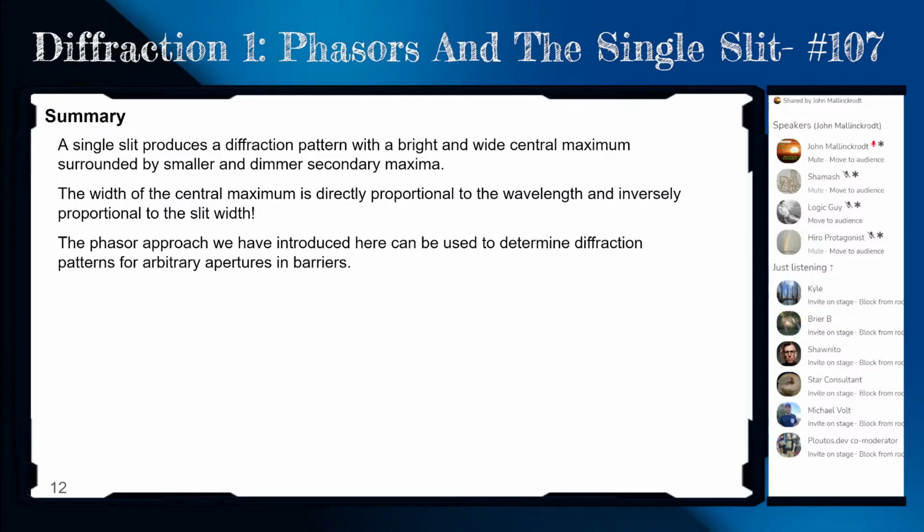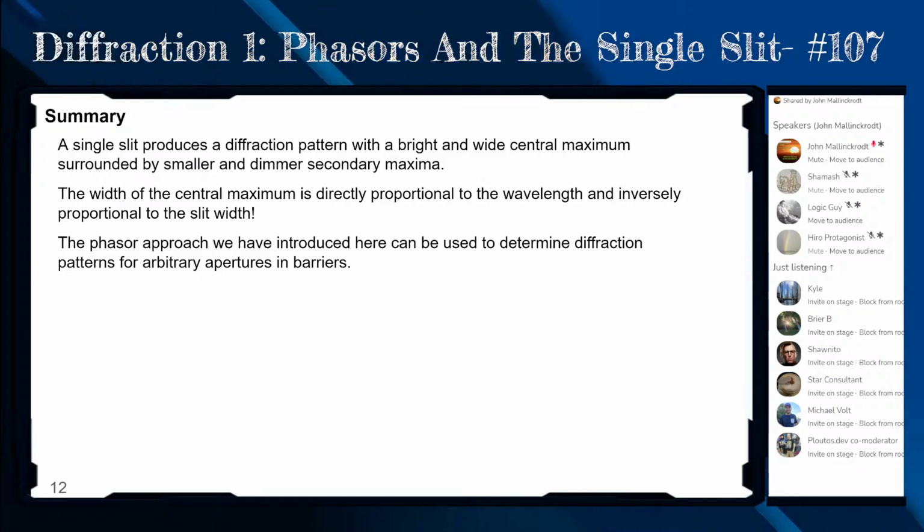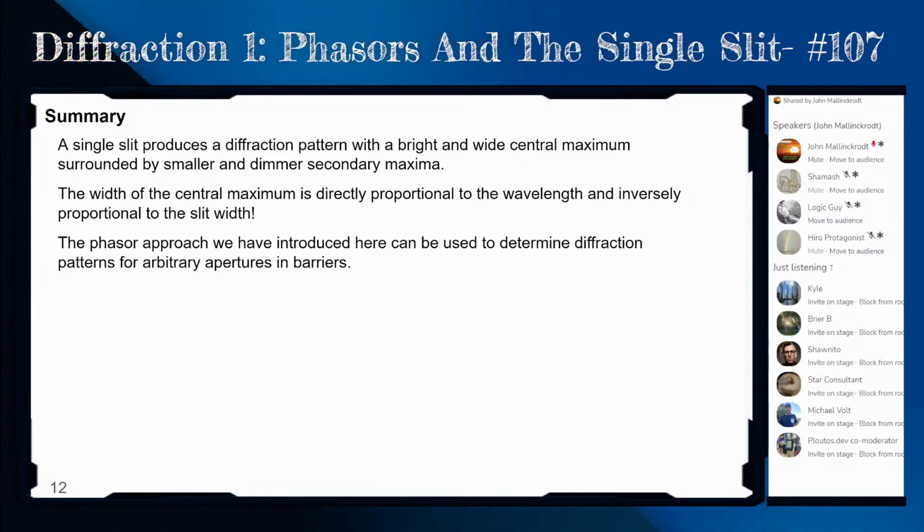And that's really pretty much it. Let me just quickly finish the summary, and then we can talk about any of these issues. The important thing we've done here is to show that a single slit produces a diffraction pattern with a bright and wide central maximum surrounded by smaller in width and dimmer secondary maxima.